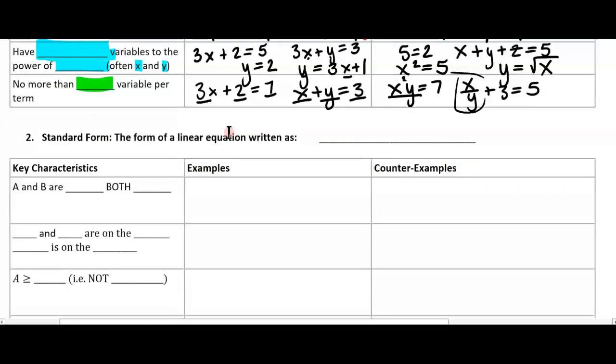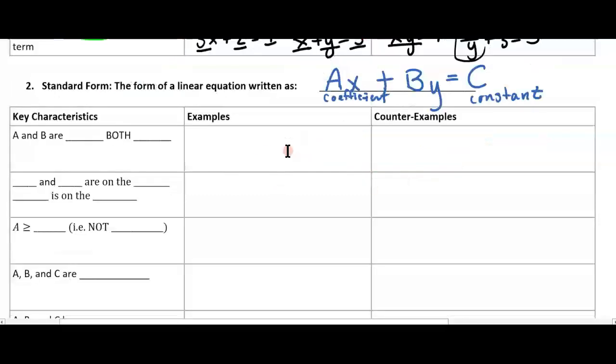Another property of linear equations is that they're written in the form ax plus by equals c, in other words, some coefficient times x plus some other coefficient times y equals c, which is a constant. That is a number with no variable, which we've defined before. All right, and this form has several key characteristics. A and B, these coefficients, are not both 0. So in other words, we have to have a variable. We can't have no variable at all.